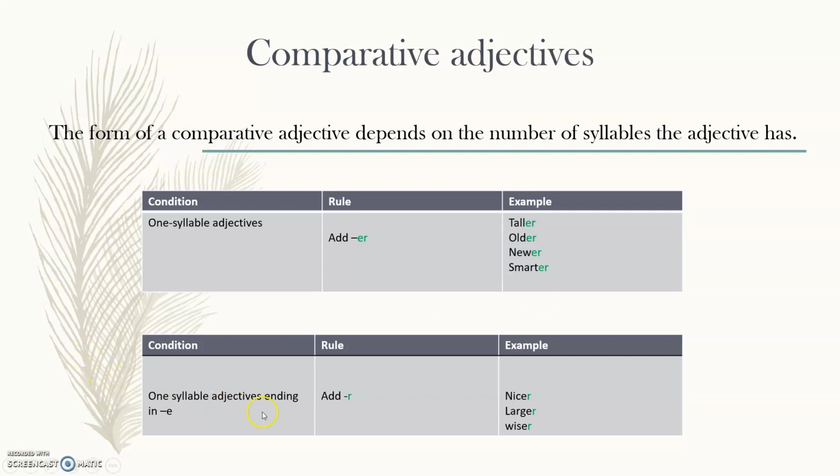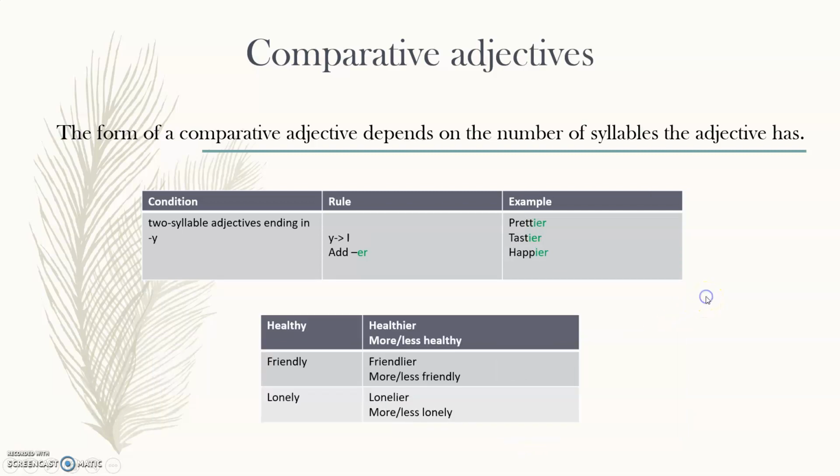If it's a one syllable adjective ending in E, we add an R at the end. So for example, nice, large, and wise, we can change into the comparative form by adding R to the end. So nicer, larger, wiser. Perfect. Let's get going.